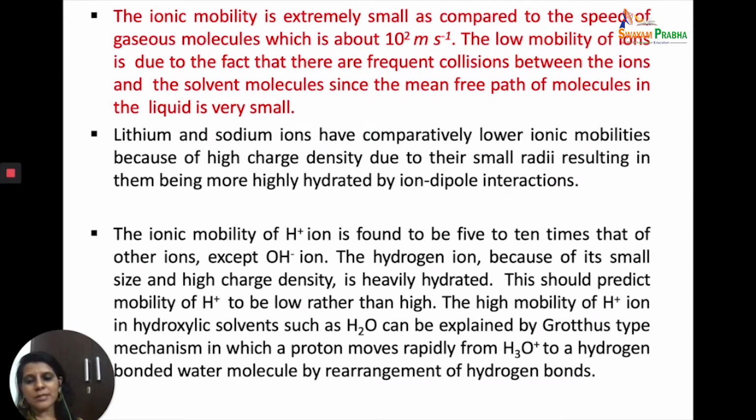Now let's look at some of the points which are related to ionic mobility. The ionic mobility is extremely small as compared to the speed of gaseous molecules, which is found to be about 10 to the power 2 meter per second. The low mobility of the ions is due to the fact that there are frequent collisions between the ions and the solvent molecules, since the mean free path of molecules in the liquid is very small.